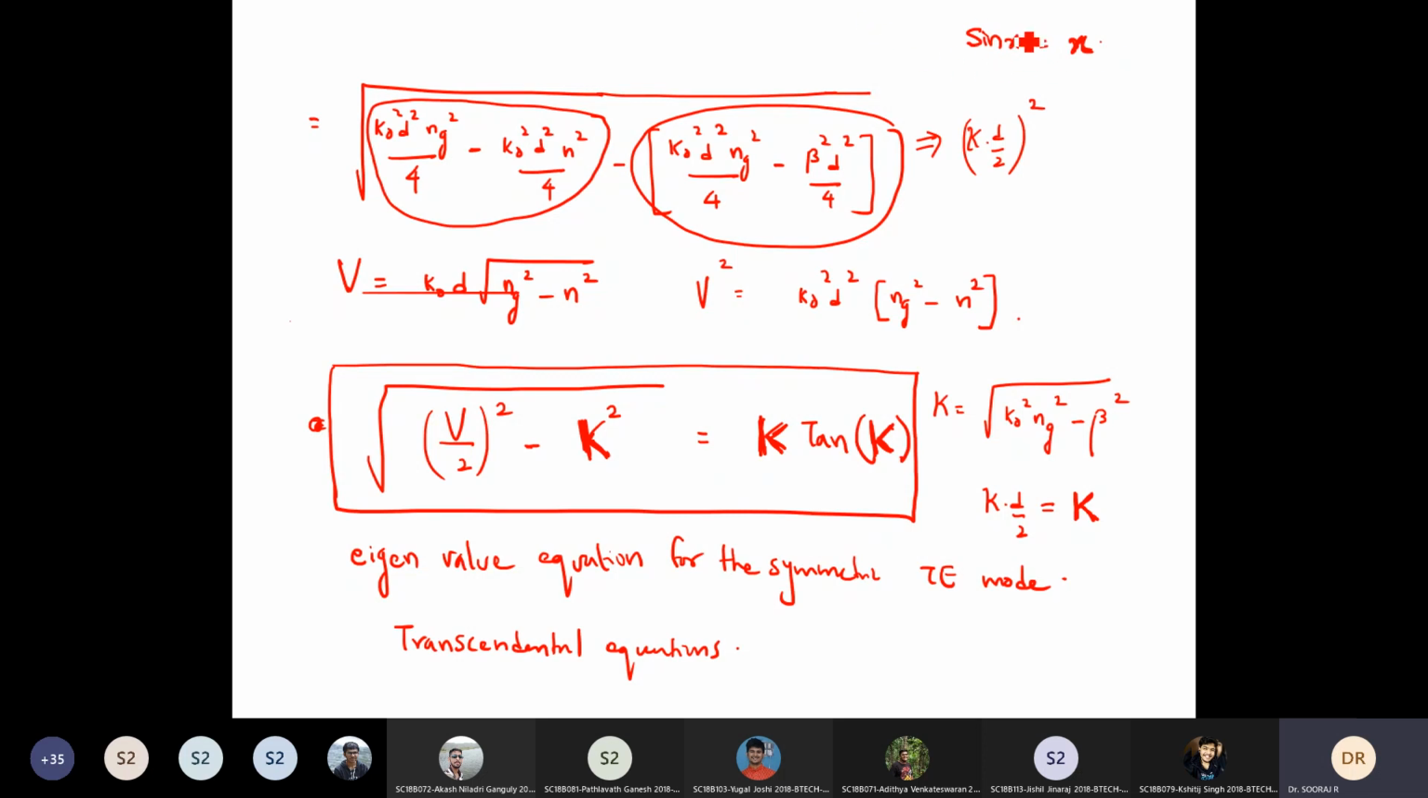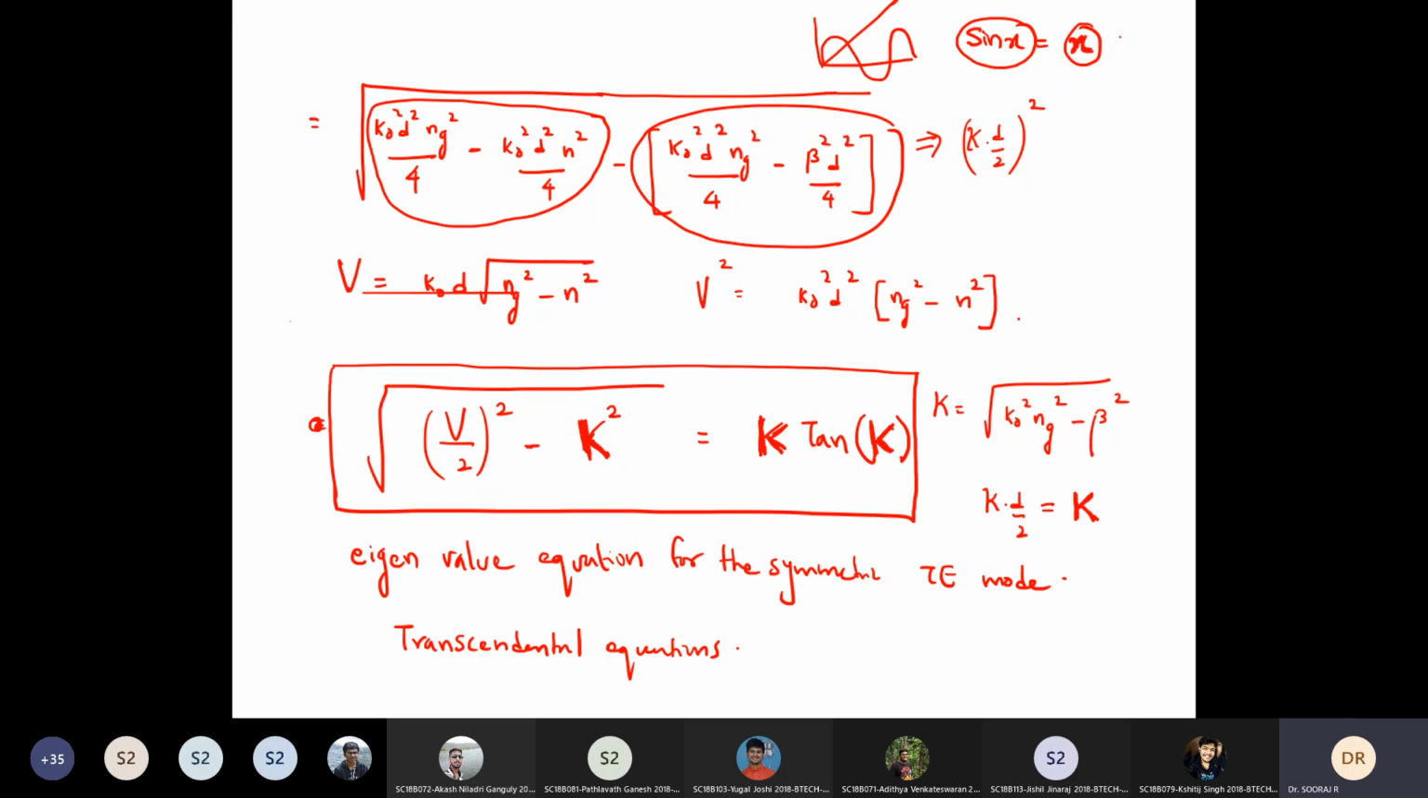You plot the graph of sin x, and you also plot the graph of x, and the intersecting point is actually the solution of this particular equation. We do the same process here also. We plot the left hand side and we plot the right hand side.